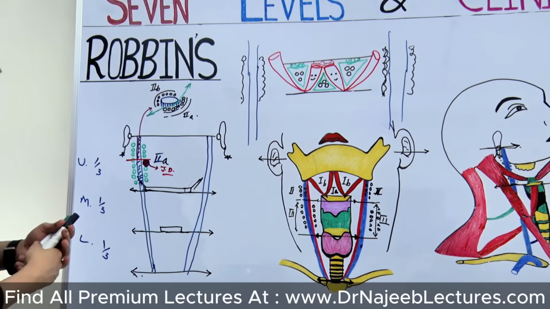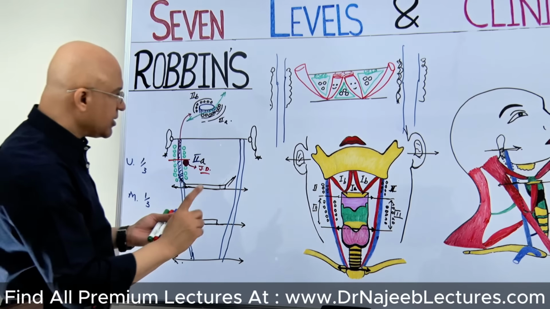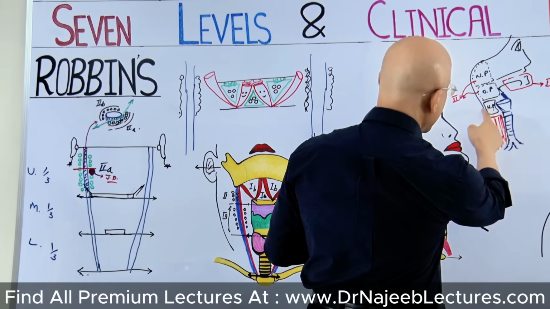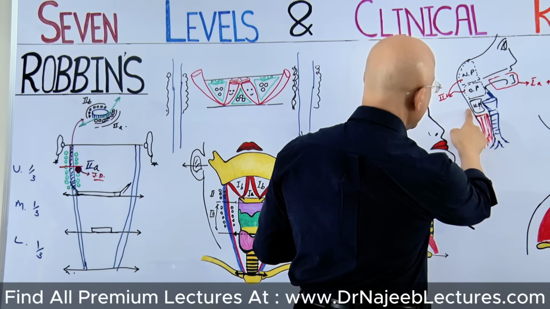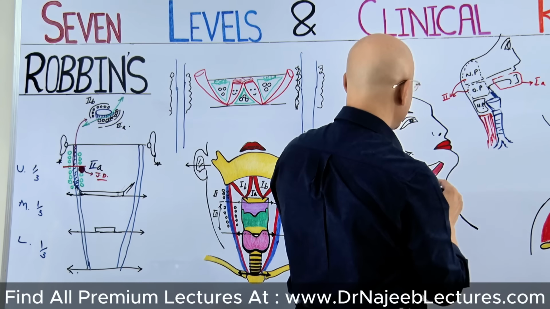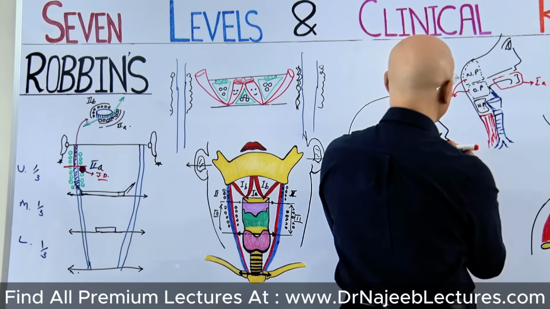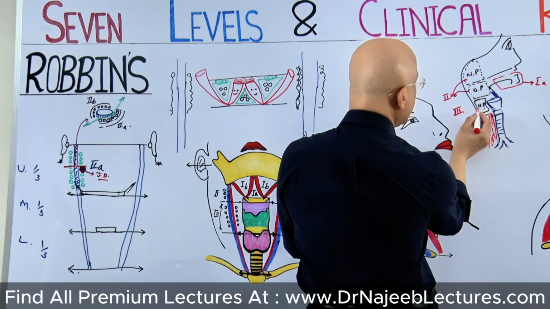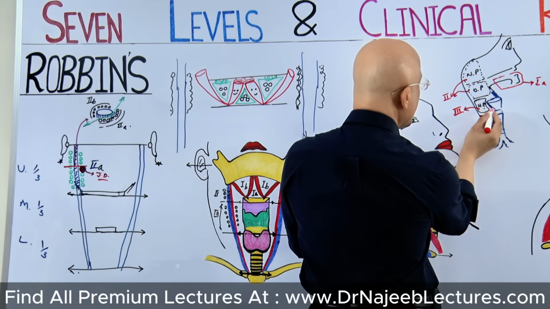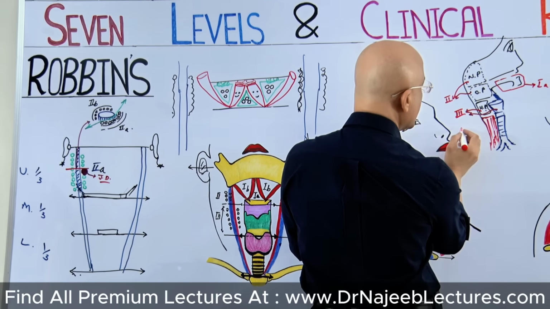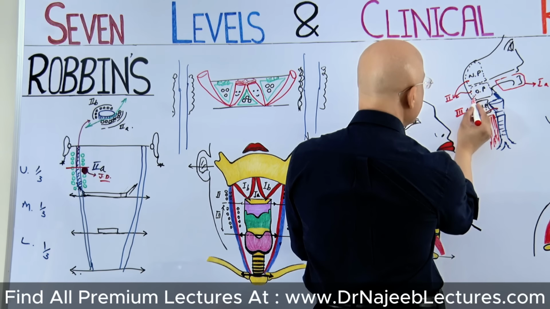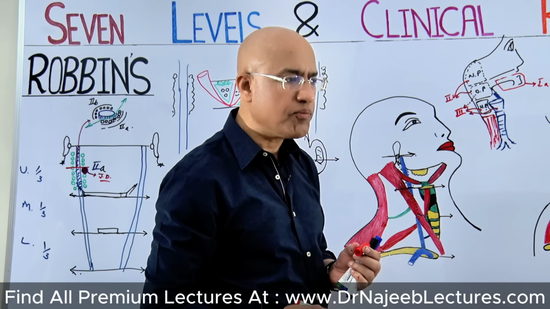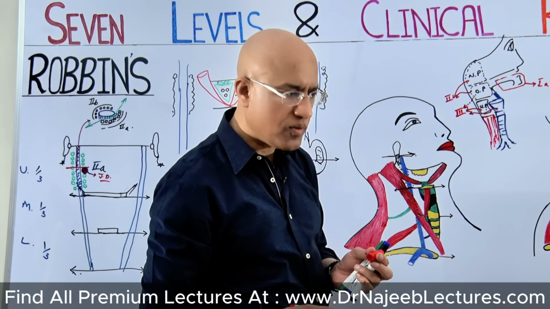Jugulo-omohyoid I will explain. Now listen. This is basically the lower area, which is hypopharynx and larynx, but this third area is mainly receiving from the hypopharynx and from the larynx, right? And some from the oropharynx. Some from the oropharynx, right?